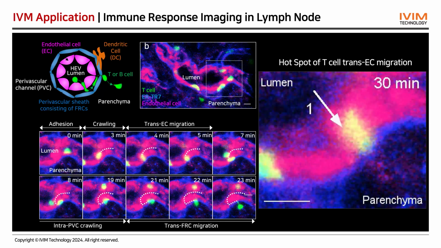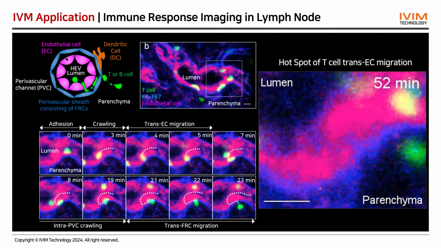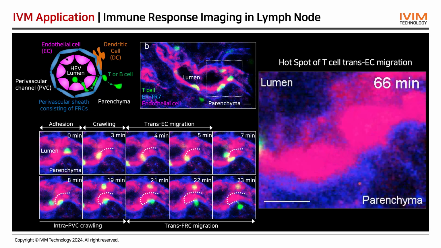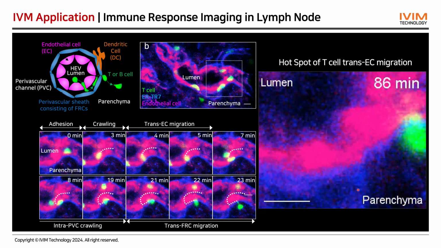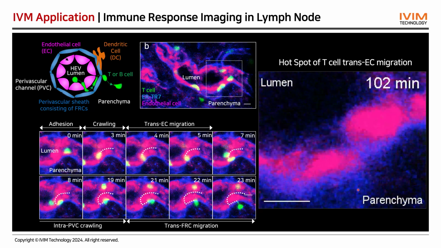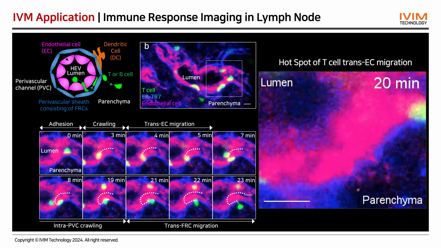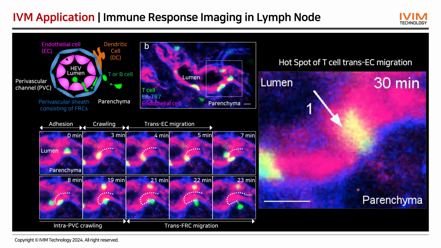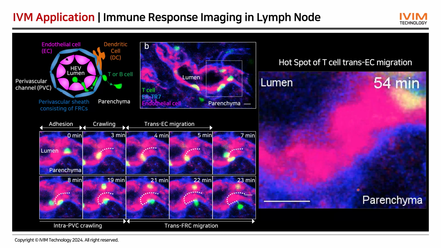Furthermore, trans-FRC migration of T and B cells preferentially occurred at FRCs covered by CD11c positive dendritic cells in HEVs. So these results suggest that HEV ECs and FRCs with perivascular dendritic cells delicately regulate T and B cell entry into peripheral lymph nodes.